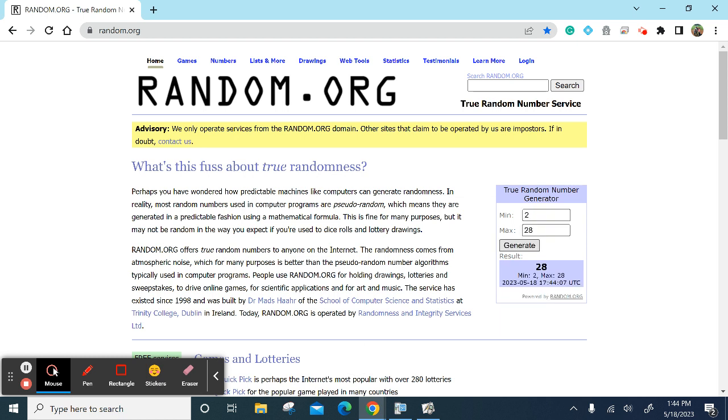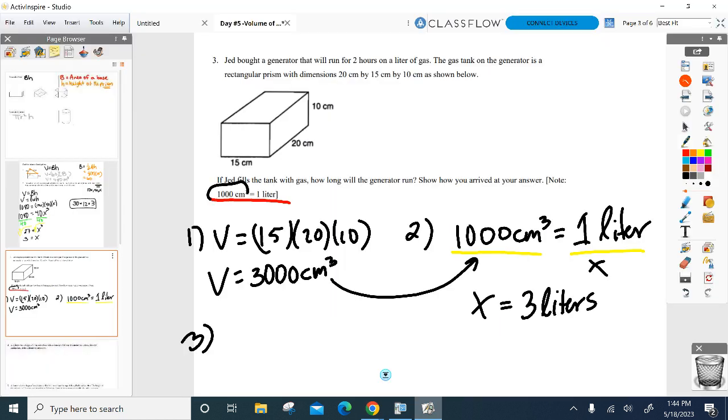Next level. 28? 6. Is that a question or? 6. 6. There you go. 2 hours for every liter. I got 3 of them. 6 hours total. Woo! There you go, kids. Any questions with Jed?